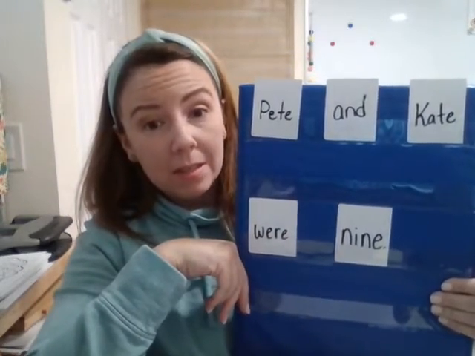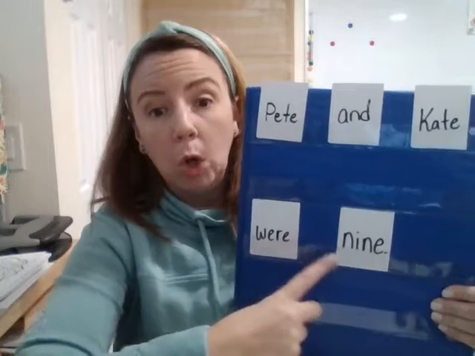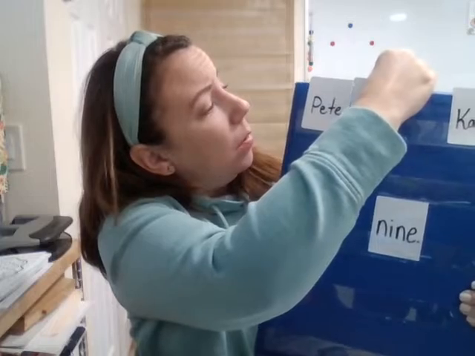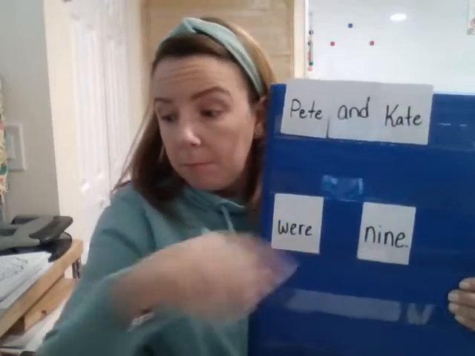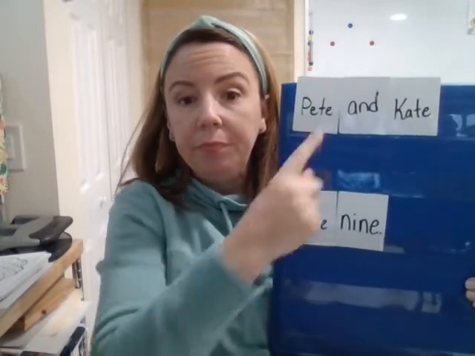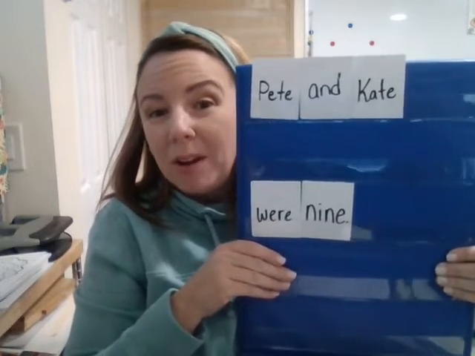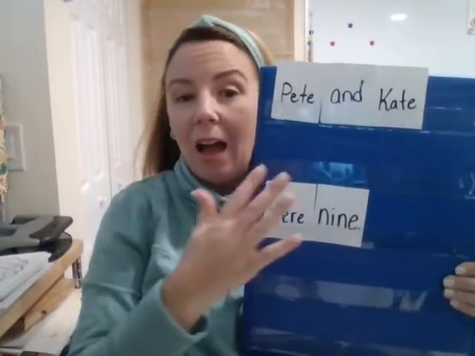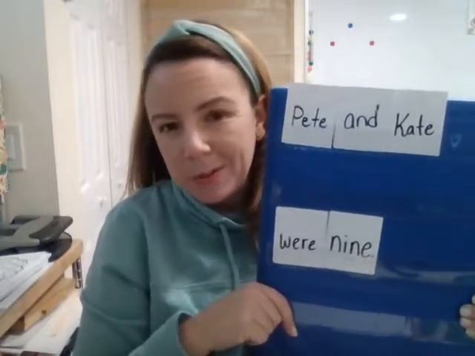Right now, it looks like the sentence is all spaced out. Pete and Kate were 9. Okay? And what I'm going to do is group it together by phrases. I'm going to do Pete and Kate, were 9. Pete and Kate were 9. This pocket chart is not really ideal, but just for demonstration purposes, I would tend to put them in a straight line across on my table. But just for demonstration purposes, you see what I mean.